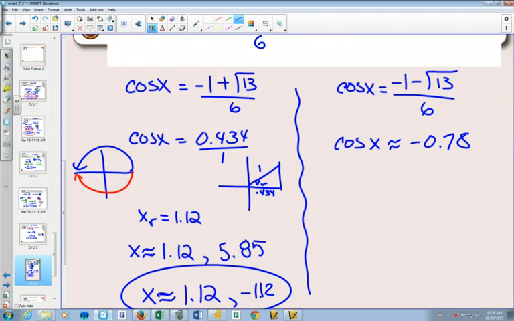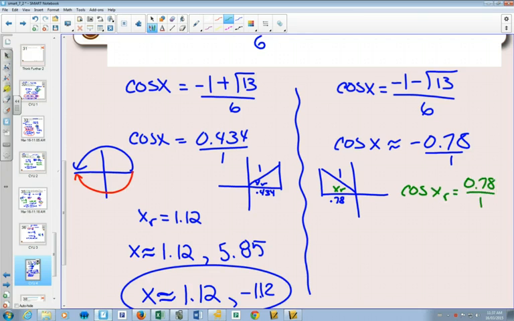Now cos is negative. So according to our CAST rule, that would be looking in quadrants 2 or 3. If I draw a picture of it in quadrant 2, I can make this a fraction over 1. So adjacent over hypotenuse, and here would be my reference angle. So to find my reference angle, that's where we use our positive values.